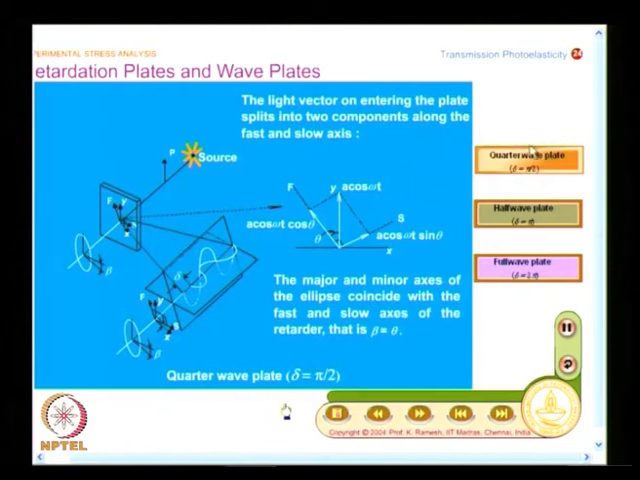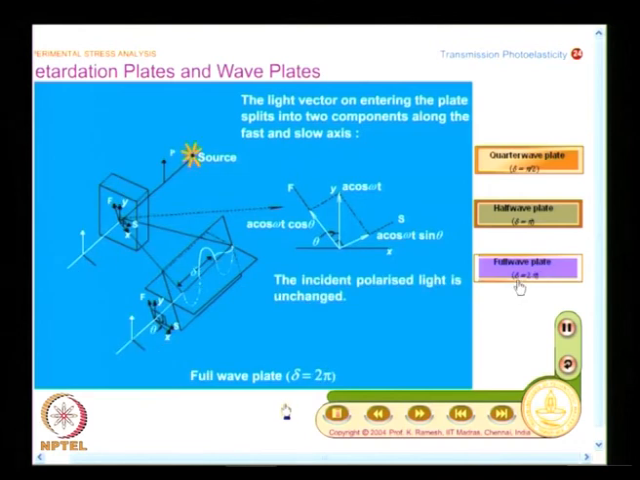On one hand we have the quarter wave plate, on the other extreme I have a full wave plate. What is the definition of a full wave plate? It introduces a retardation of one complete wavelength. So, it is as good as the crystal plate is not there. When I have a full wave plate, it is as good as the crystal wave plate is not there.